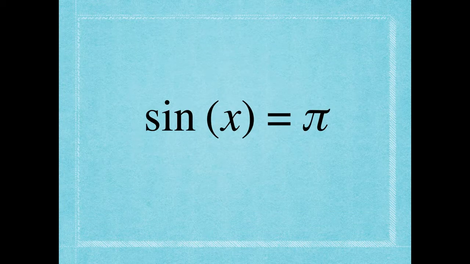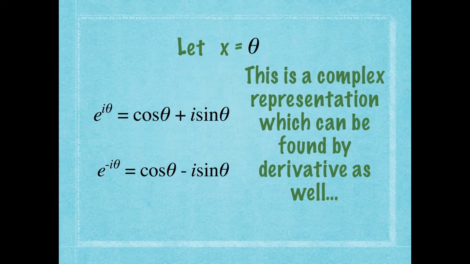sin x is equal to pi. So now let's begin. Let's say x is equal to theta. In this equation, e to the power i theta is equal to cos theta plus i sin theta, and e to the power minus i theta is equal to cos theta minus i sin theta. So this is a complex representation which can be found by derivative as well. So this is truly a wonderful idea.